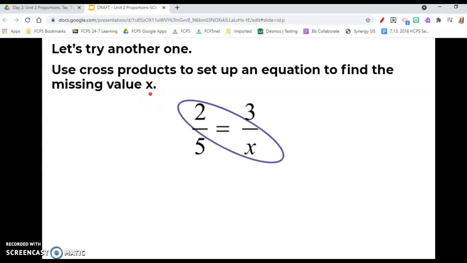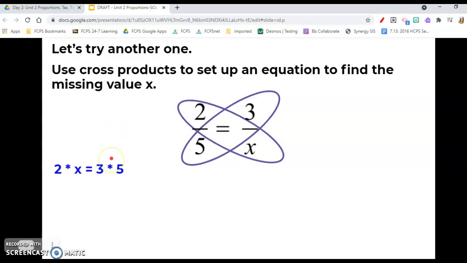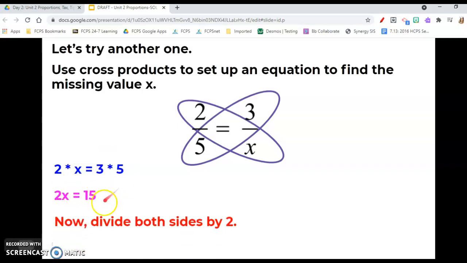We multiply 2 times x, 3 times 5. 2 times x is 2x, 3 times 5 is 15. And now we're going to divide both sides by 2, which is your coefficient. The answer ends up being x equals 7.5. Don't forget those butterfly wings. You're using the cross products to solve for that variable.